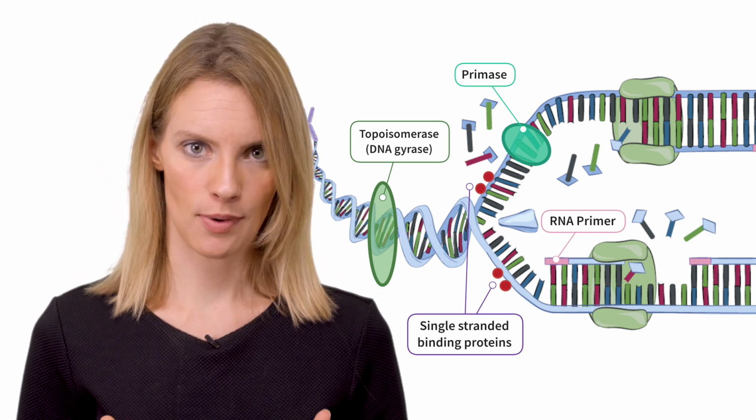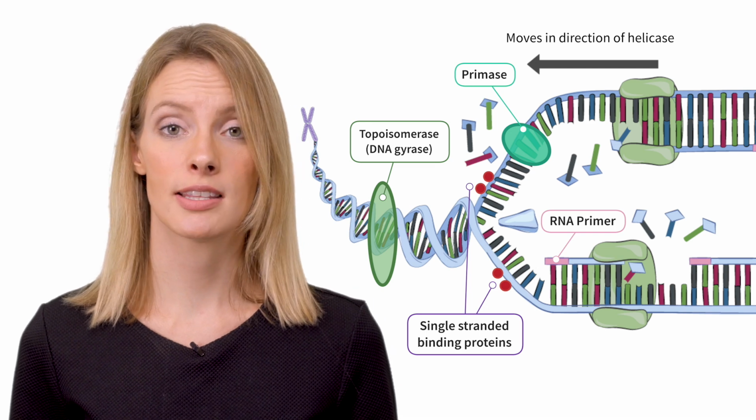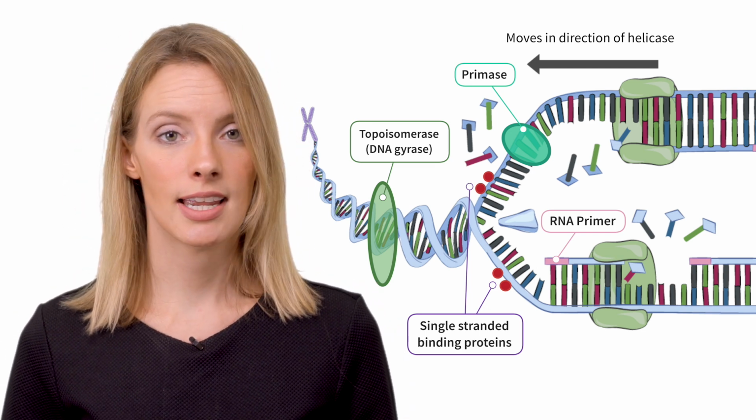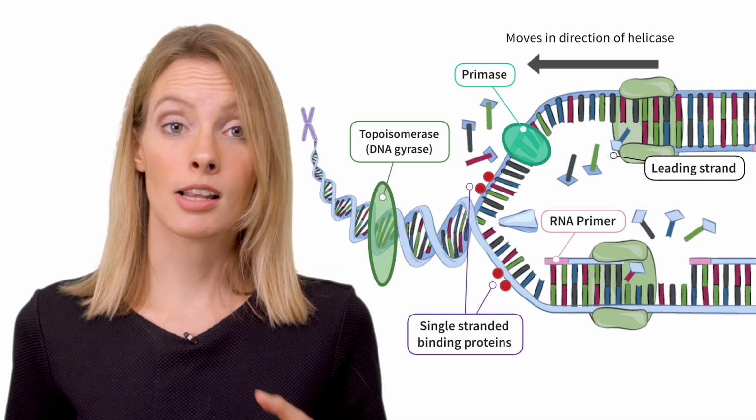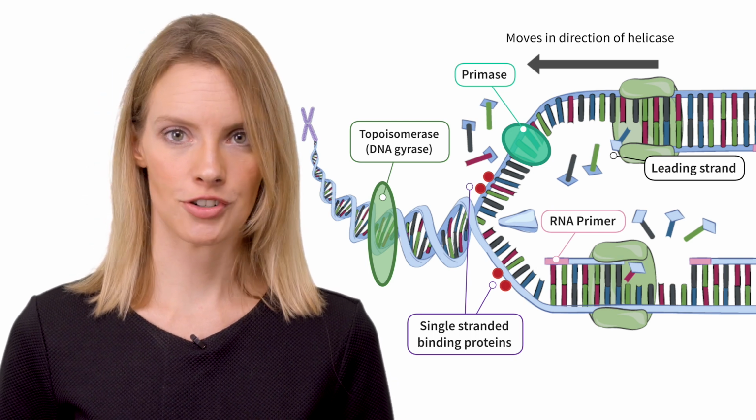So say we've got this replication fork. On this one strand, DNA polymerase travels along the template strand in the 3' to 5' direction, in the direction of helicase, and it's able to synthesize DNA continuously. This is called the leading strand. Simple enough, right? Well, let's take a look at the other strand.